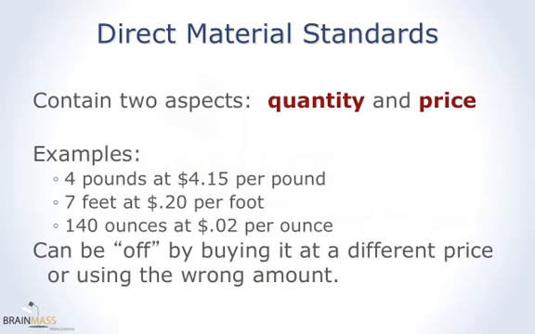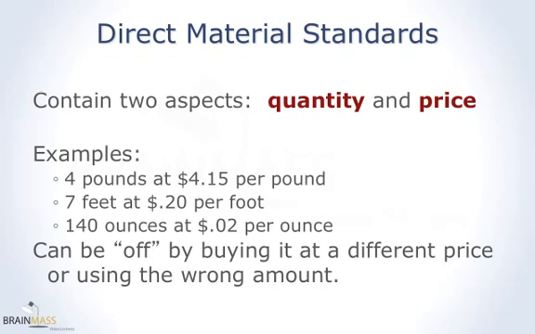Direct material variances contain two pieces, the quantity and the price. Here are some examples. 4 pounds of the ingredient at $4.15 per pound. 4 pounds is the quantity and $4.15 is the price per pound we expect in the standard. 7 feet at 20 cents per foot. 140 ounces at 2 cents per ounce. Each of the standards has a quantity and a price element.